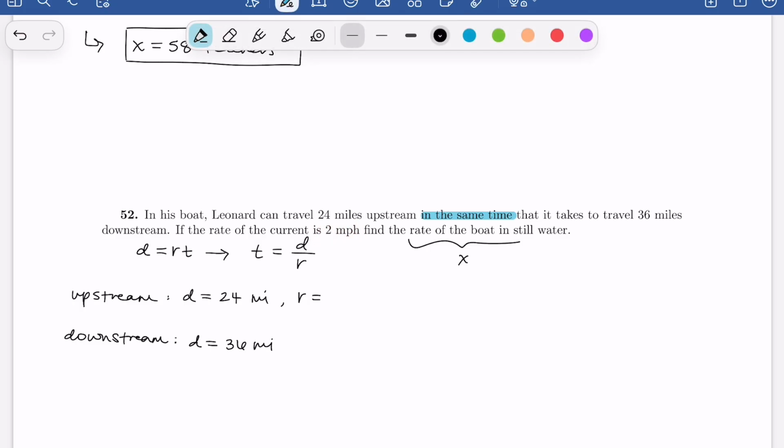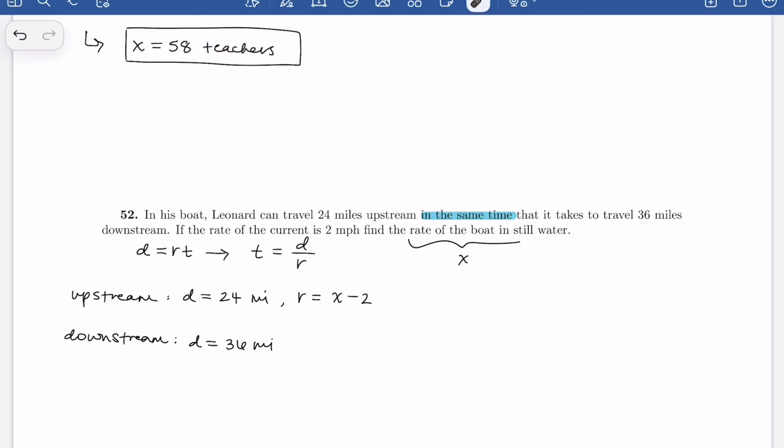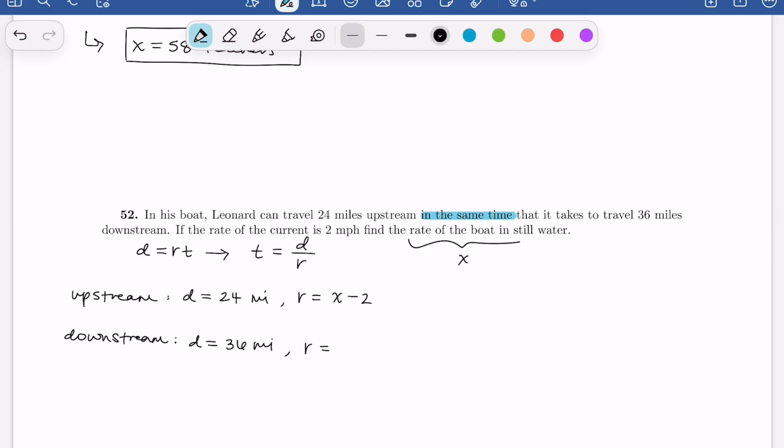I'm going to be traveling x minus 2 miles per hour because we're traveling upstream against that current. On the other hand, if I'm traveling downstream, then my rate is going to be the rate of the boat in the water plus this current. Because if I'm traveling downstream, that current is pushing us, it's going with us. So, the rate in this case is going to be x plus 2.